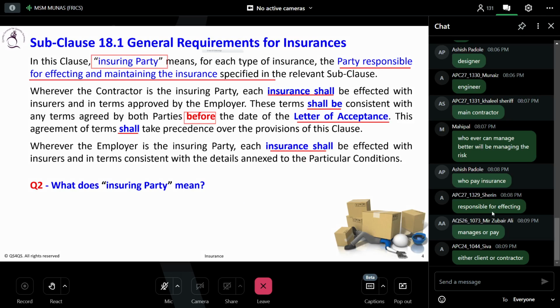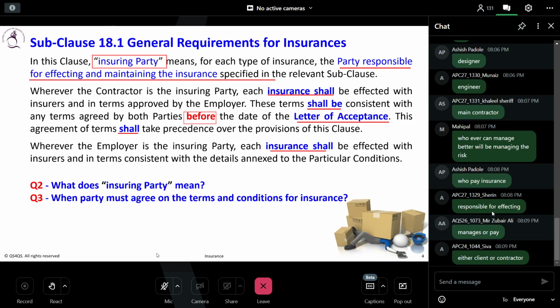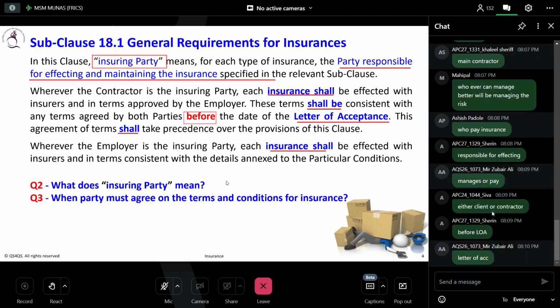Then the second question we can ask: when must the parties agree on the terms and conditions for insurance? When do they have to agree? Before the date of the letter of acceptance. Exactly. Before the date of acceptance. So that answer is here.